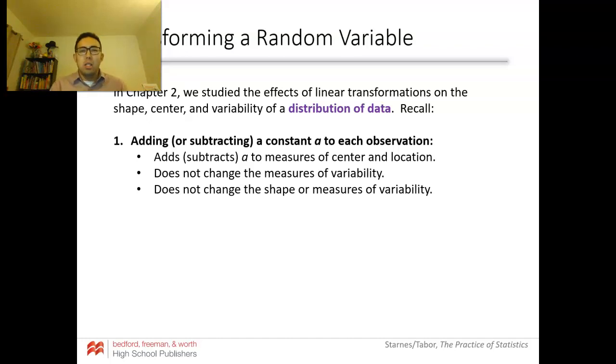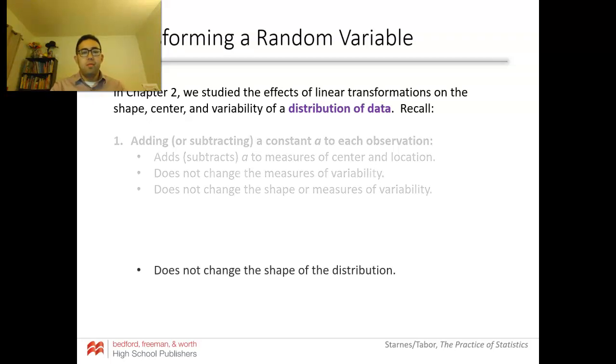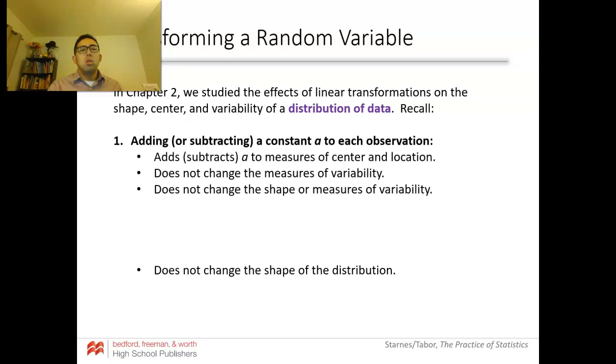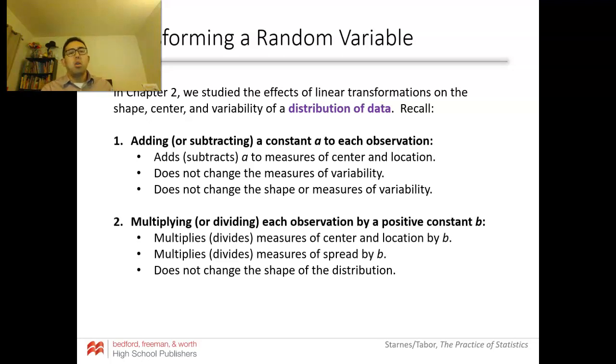When you add or subtract a constant to each observation, it affects your measures of center and location, but it doesn't affect your measures of spread, like IQR, range, standard deviation, and it doesn't change the shape of the distribution. When you are multiplying or dividing by a constant, everything changes except for the shape. The measures of center and location and the measures of spread also change. So the same rules apply for random variables.